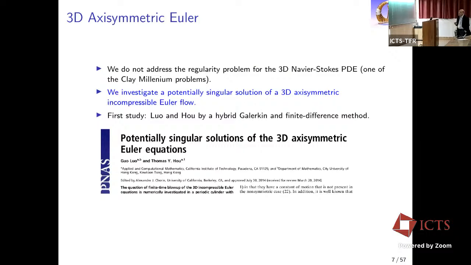So in this talk, I will not attempt either to look at the three-dimensional Euler or the three-dimensional Navier-Stokes PDE, but I will look at the three-dimensional axisymmetric Euler equation and investigate a potentially singular solution of this equation. And why do I want to do that? Because in an important paper by Luo and Hou, this equation was studied by a numerical method which is called the hybrid Galerkin and finite difference method. And this is the title of their paper, Potentially Singular Solutions of the Three-Dimensional Axisymmetric Euler Equations.